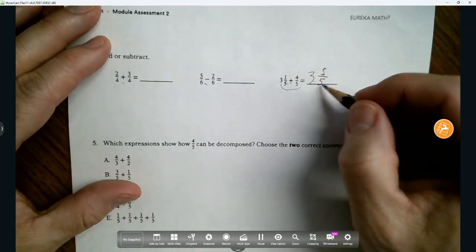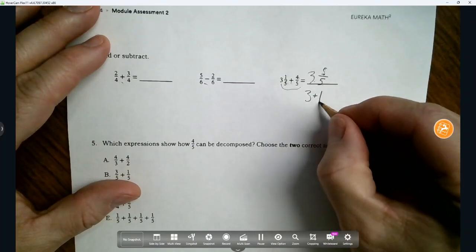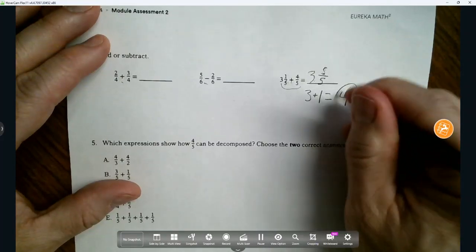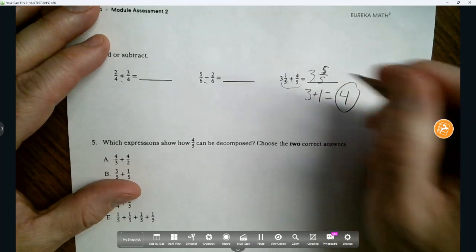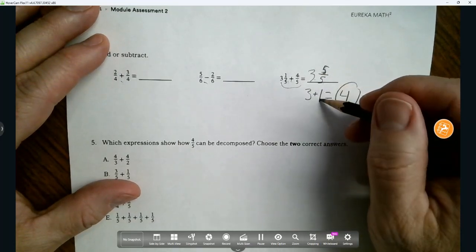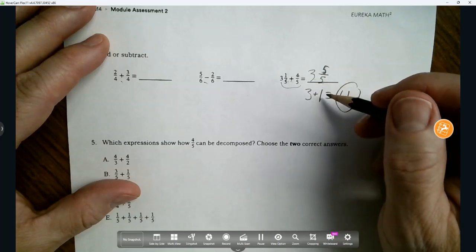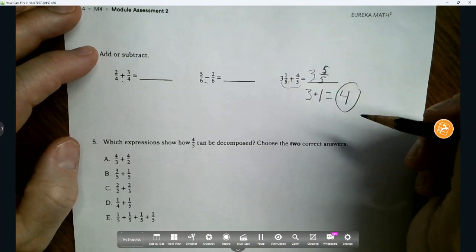Well, the top and bottom number are the same. So this is essentially saying that 3 plus 1 equals, what is 3 plus 1? 4. That should be your answer. You have 5/5 here, but 5/5 is the same as 1, because anytime you have the same number on top and bottom, that means it's 1. Even if it's a million over a million, that's still only worth 1. All right?